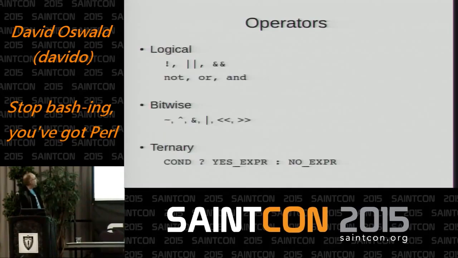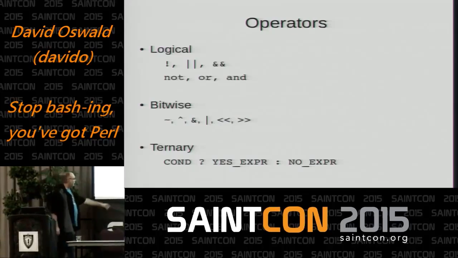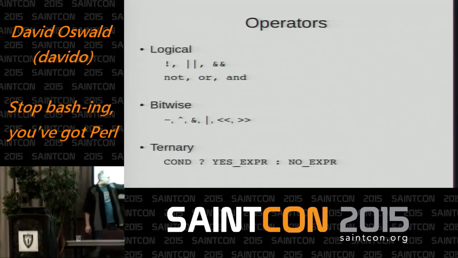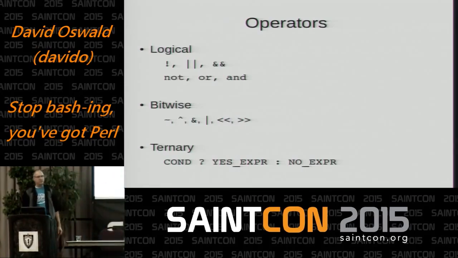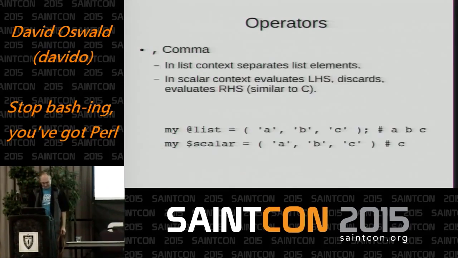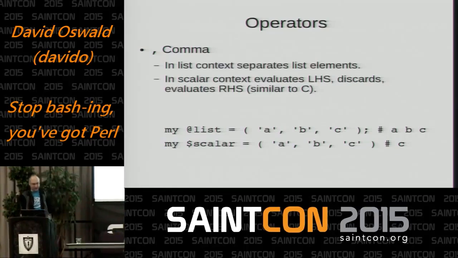And then you have logical operators: not, or, and, and bitwise operators. These are pretty common to other languages. And the ternary operator, which is condition, question mark, the yes expression and the no expression. You'll find that in C, C++. You find it in many other languages. In list context, a comma creates a list, and in scalar context, all of the left-hand operands are discarded and the right-hand one is returned, which is similar to C.